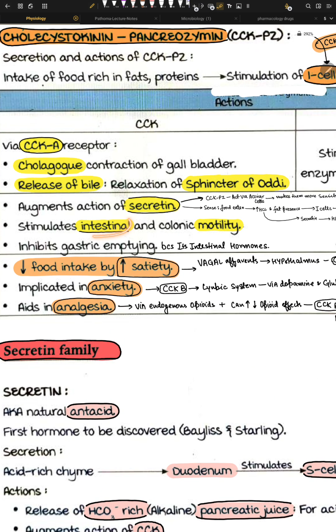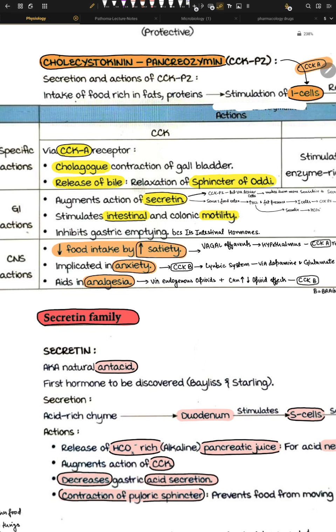Okay, it stimulates intestinal and colonic motility. Okay, cool. It inhibits, it stops gastric emptying because it's an intestinal hormone. I hope we have built this concept by now. Intestinal hormones want to stop gastric emptying into the duodenum because the duodenum is not ready. It will want to have more time.